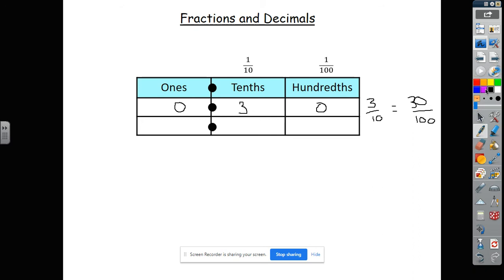What about if we had it the other way? What if you said to me, I have 70 over 100? That's my hundredths column, so I'm going to write 70, and then put my placeholder in there. So 70 over 100 is equivalent to 7 over 10, since the 7 is in the tenths column. That's also equivalent to writing 0.7.